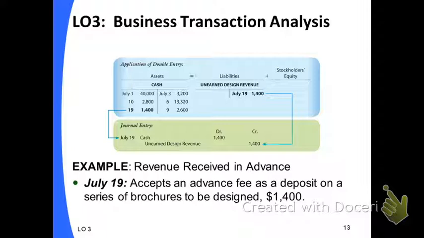So in this particular case, on July 19th, we accepted an advance fee as a deposit on a series of brochures that we would design. We received a fee of $1,400. So because we received that cash, we've got to obviously debit our cash to show that we've increased our cash. But because we owe the work to the other party, we have to record a liability. That liability is going to be unearned design revenue. So we're going to record that we owe them that work and create that liability. So we debit our cash and we credit our liability called unearned design revenue.